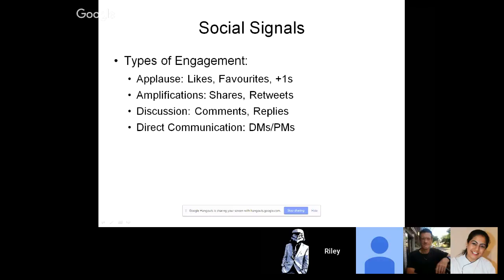So then the second type is amplification, and that is better. That means that usually someone who shares or retweets. It's a share on Facebook or LinkedIn or Google Plus. It's a retweet on Twitter.